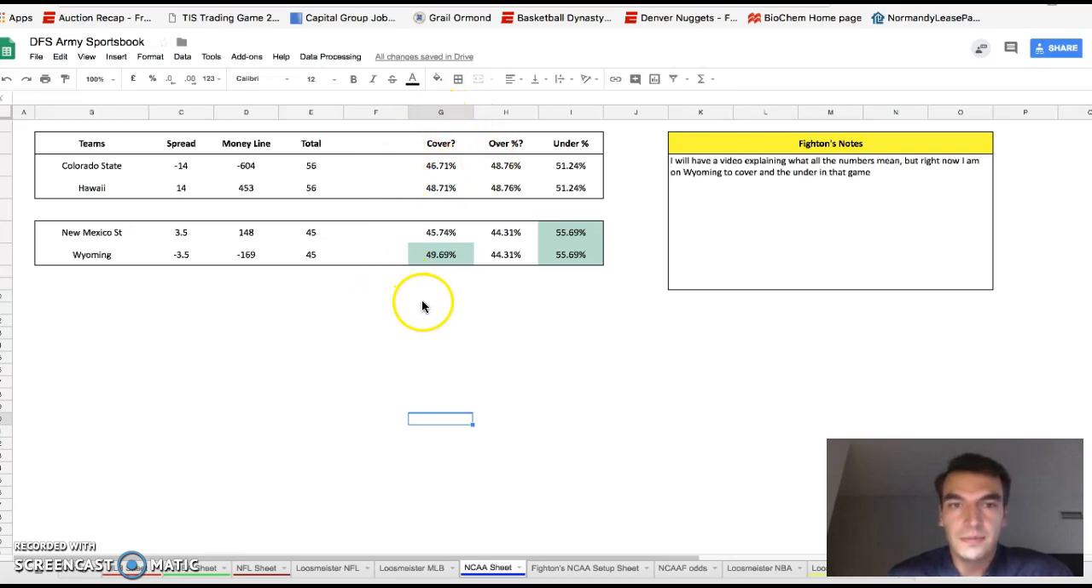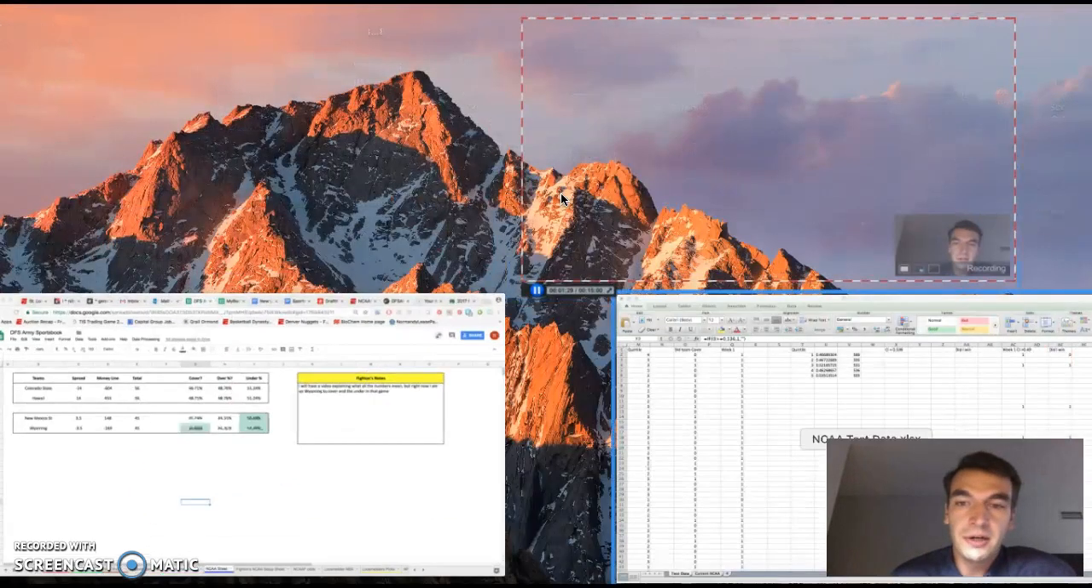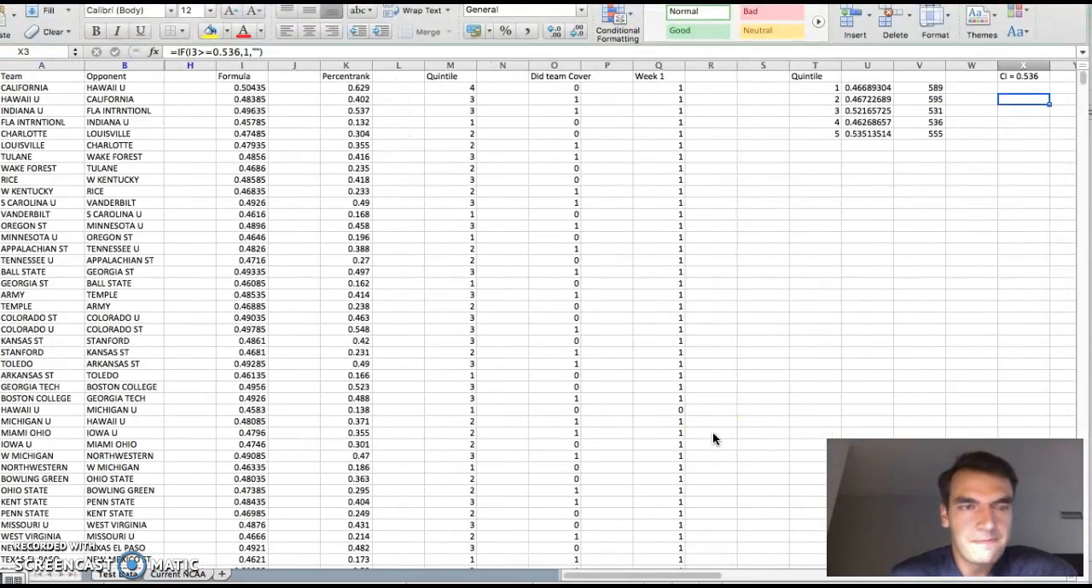Moving over here to the cover percentage, right now, just a number. As I always say, green is good. We have the over percentage, and we have the under percentage. Again, if this is green, why wouldn't 51% be green? We'll get into it. And so we're going to go over here to my Excel sheet.